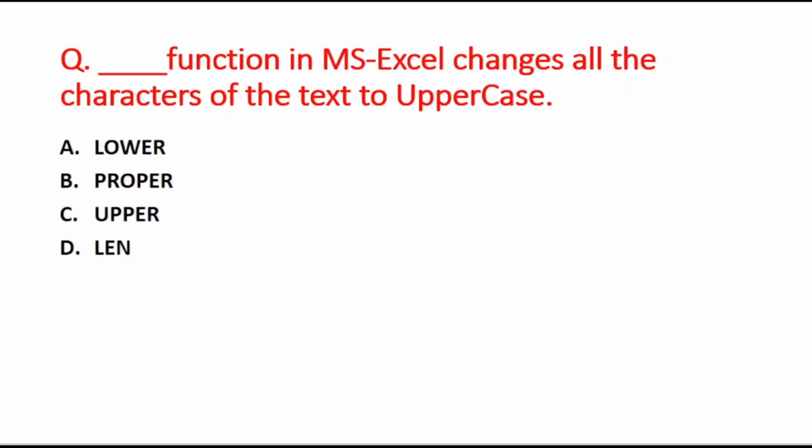Next is, blank function in MS Excel changes all the characters of the text to uppercase. A option is lower, B option is proper, C option is upper, and D option is len, means length function. So the right answer is the option C, that is upper function. Upper function changes all the characters of the text to uppercase, to the capital letter.